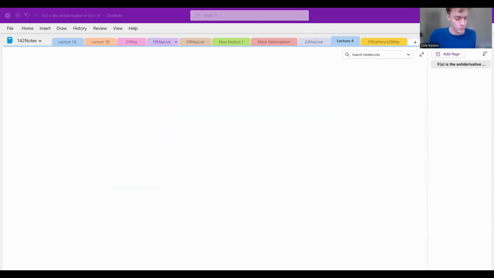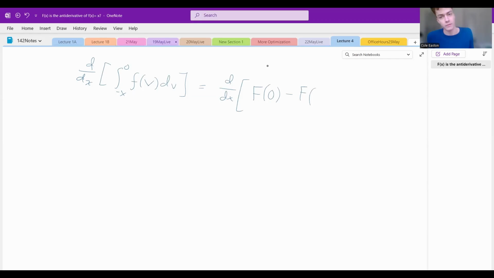So now let's try a somewhat related question. And now we're going to say that we want to take the derivative with respect to x of the integral from negative x to 0 of little f of v dv. Okay, so just as before, we know that by the net change theorem, we're going to evaluate the antiderivative of little f, which is big F, at the upper bound first, also called the upper limit, and then we're going to subtract that function evaluated at the lower limit.